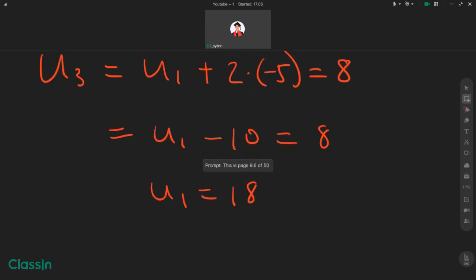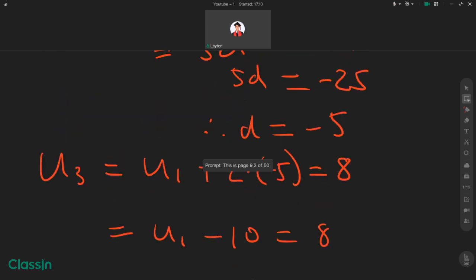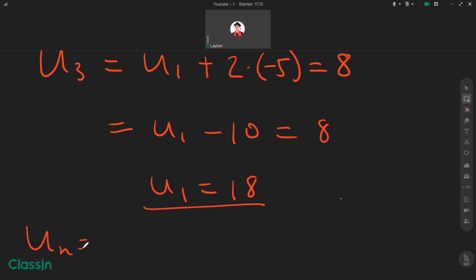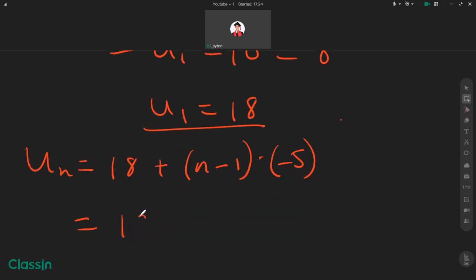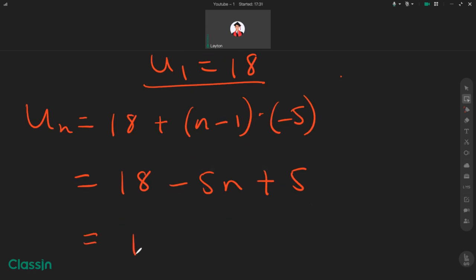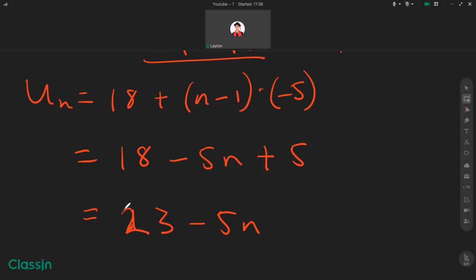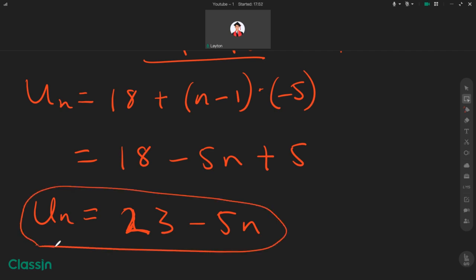And so now we can find, so we have d here, and we have u1. So un is equal to 18 plus n minus 1 times d, which is minus 5. And we can simplify everything: 18 minus 5n plus 5. So it's going to equal 23 minus 5n. Like that. Okay. Cool. U of n.